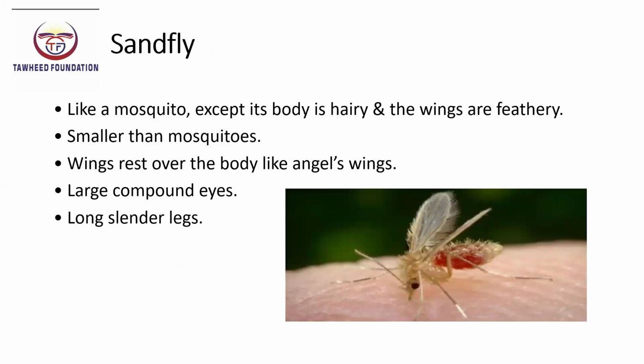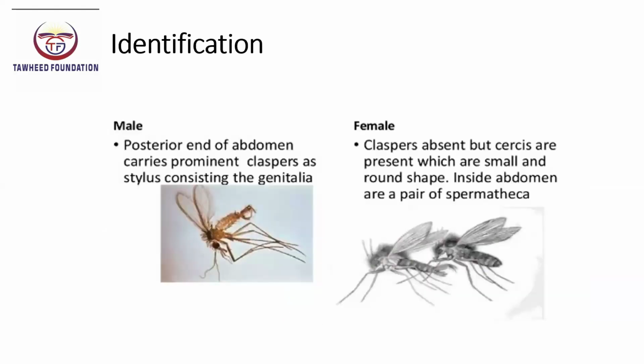Small flying insects with feathery wings and hairy bodies, sandflies transmit leishmaniasis and sandfly fever. They look like a mosquito except the body is hairy and the wings are feathery, and they are smaller than mosquitoes. Wings rest over the body like angel's wings. They have large compound eyes and long slender legs.